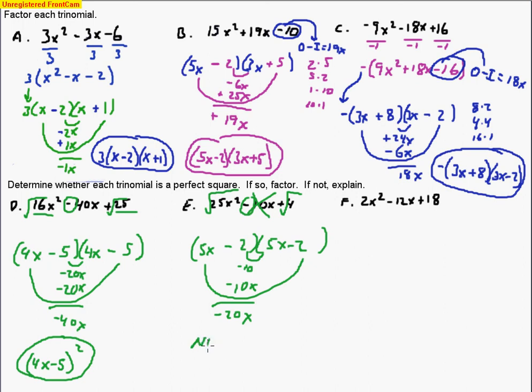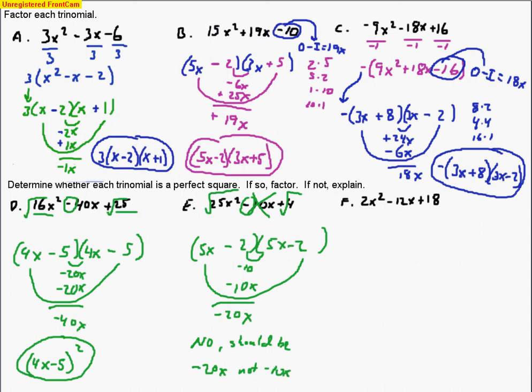The reason is that the middle term should end up being negative 20x, not negative 10x. So always check those outside-inside terms to see if they work.